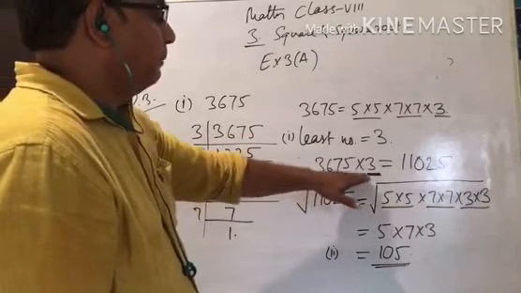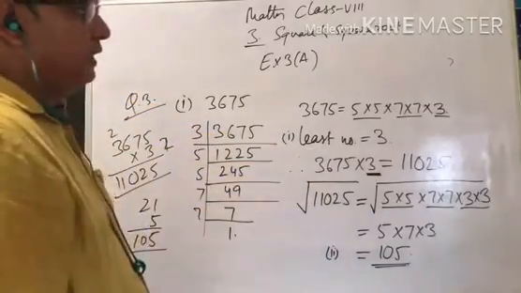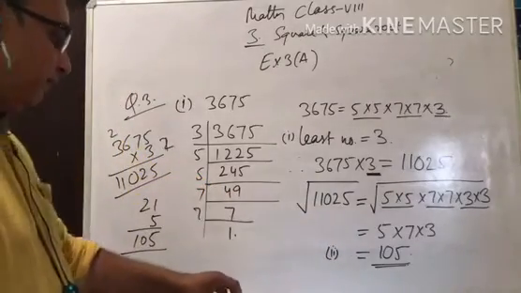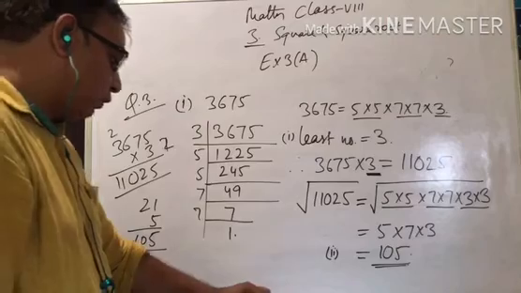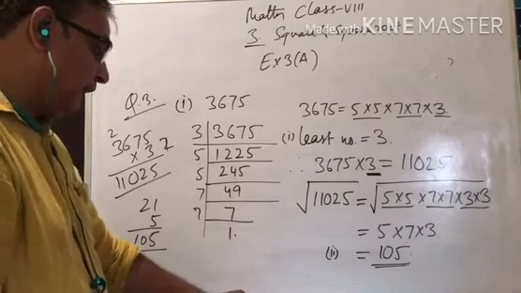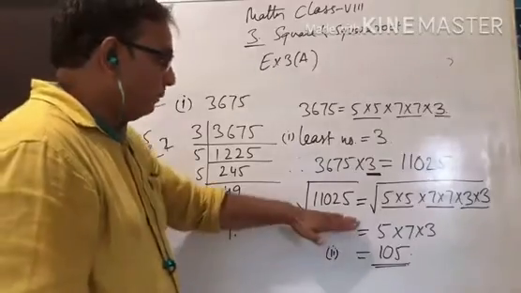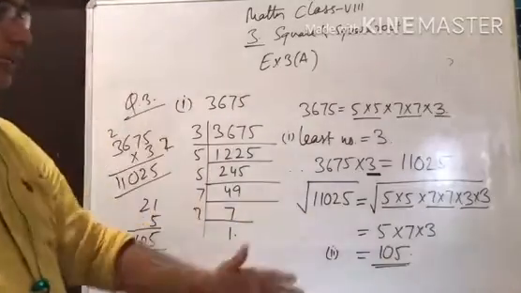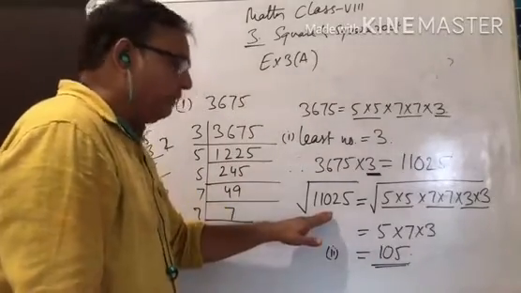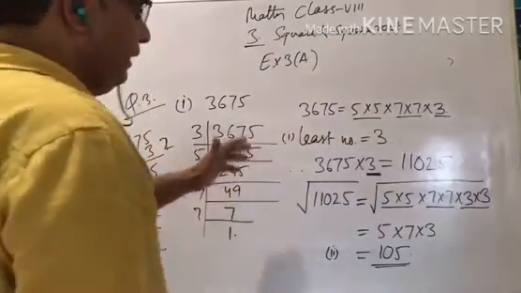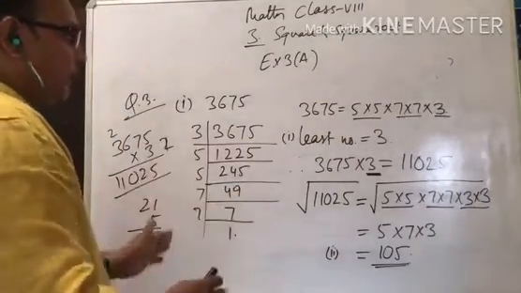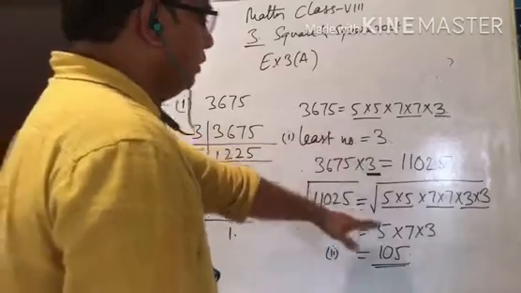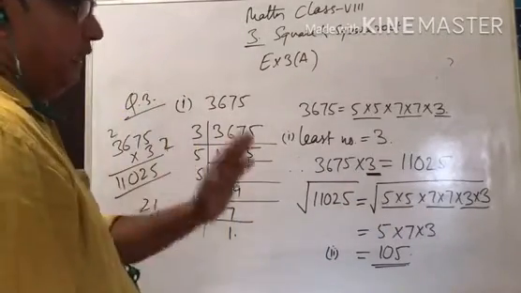Then 3675 multiplied by 3 is equal to 11,025. Then we have to find the number whose square is the new number. Means the new number is 11,025, and we have to find the number whose square is 11,025. We don't do prime factorization again. We just include 3 in this. So we write the same 5 times 5, 7 times 7 and 3 times 3.